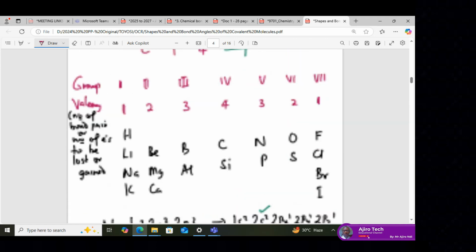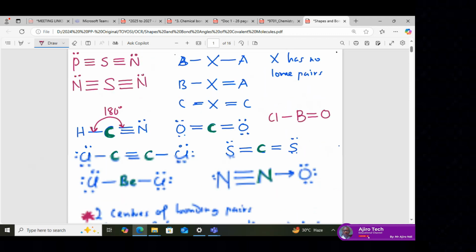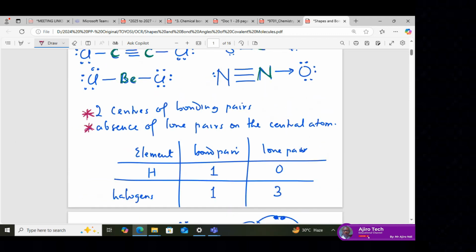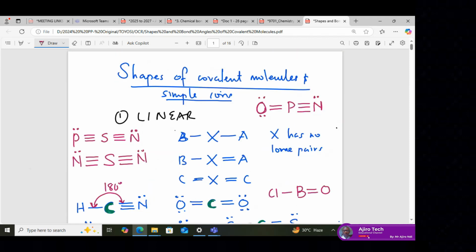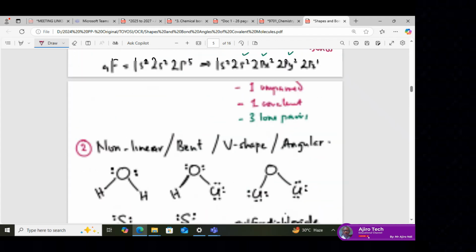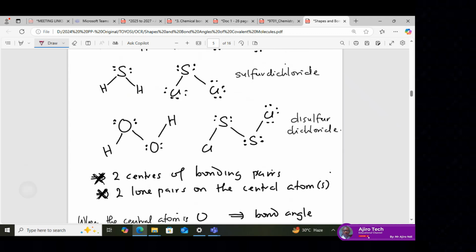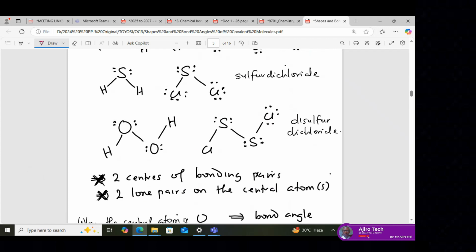Let's go back. What can you say about linear? Linear is 2 centers of bonding pair, no lone pair, and the bond angle is 180 degrees. What about bent, or V-shape, or non-linear? 2 centers of bonding pair, 2 lone pairs on the central atom. If the central atom is oxygen, the bond angle is 104.5. But if it goes to sulfur below oxygen, to selenium, to tellurium, the bond angle decreases. Is that okay? Yes, sir.